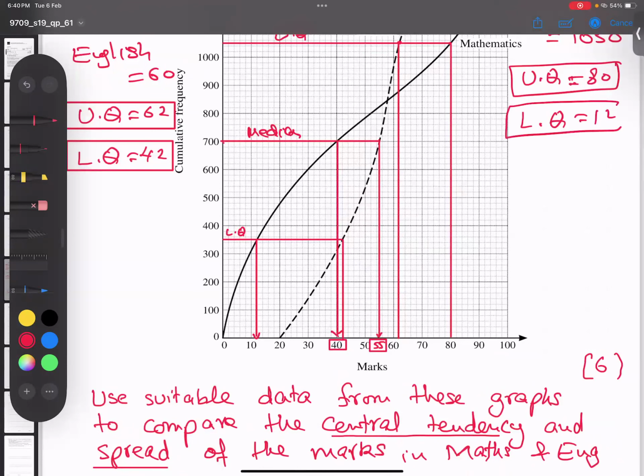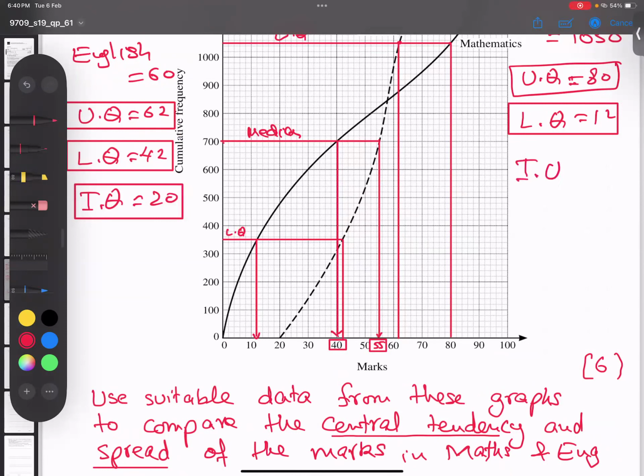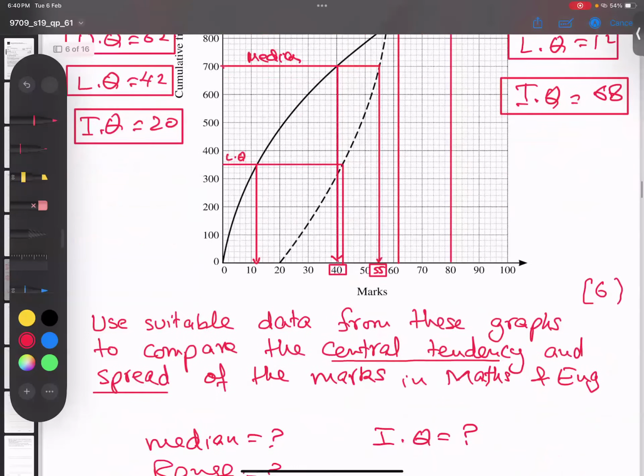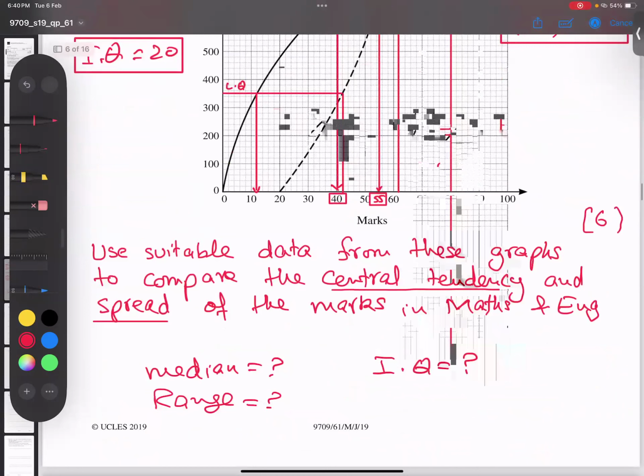Okay, 12. Now I'm finding the IQ. For the interquartile of this one, just subtract them. I got 20. And the interquartile of mathematics, if you subtract them, 80 minus 12 becomes 68. Okay, so I think students, you can get it from here. He was asking what is suitable. So I'm writing an answer finally here.